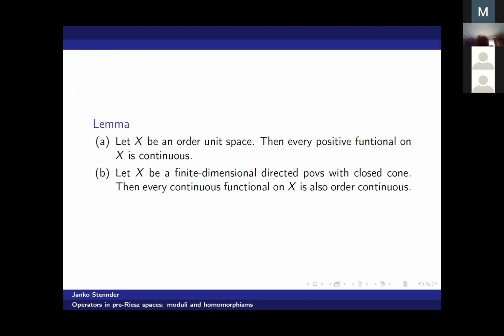Before I can conclude that the converse implication is actually wrong, we need this short lemma, which says that if I have an order unit space X, then every positive functional on X is continuous. And if I have a finite dimensional directed partially ordered vector space with closed cone, then every continuous function on X is also order continuous. So this we need to find a counterexample for this implication.